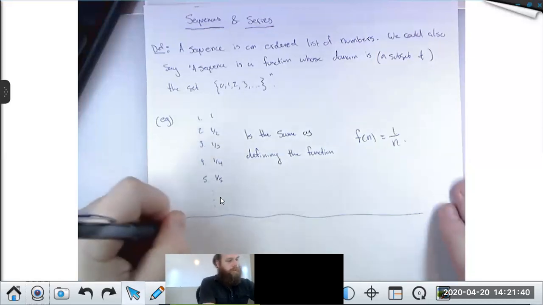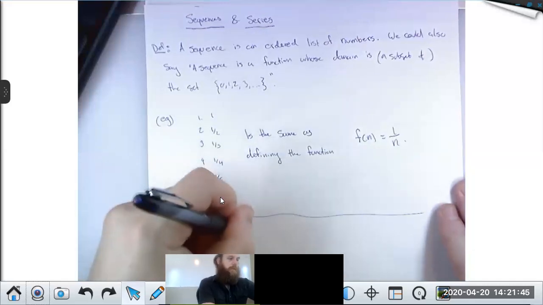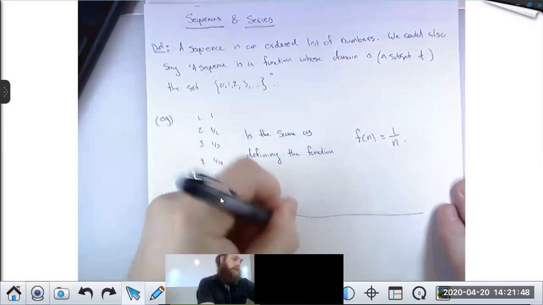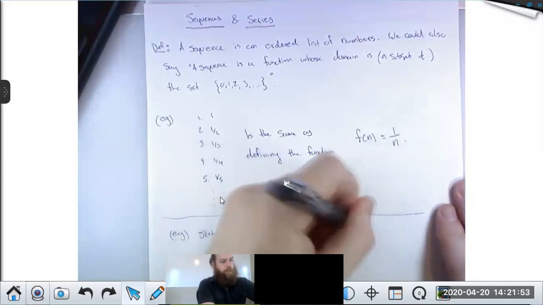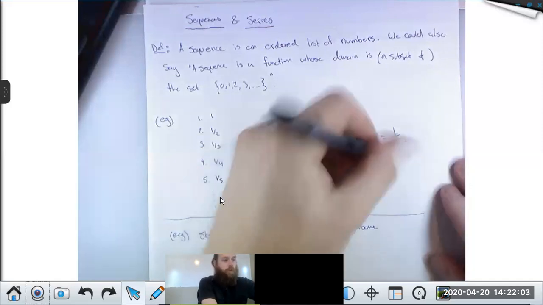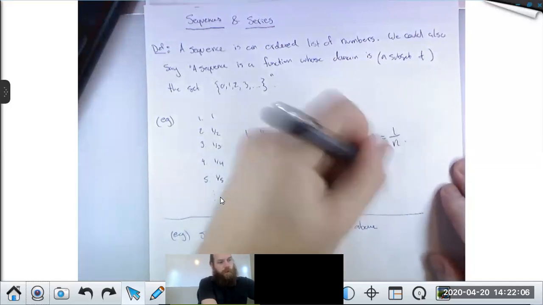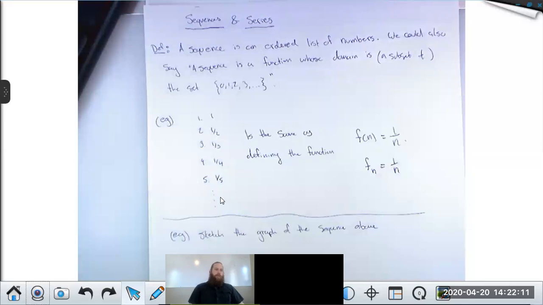So let's sketch the graph of the sequence above. Now there is a bit of notation. Instead of using this normal function notation here, oftentimes when we're working with sequences, we would write f sub n equals 1 over n, rather than writing f of n. I'm not 100% sure why. The subscript notation, I guess, just takes a little bit less writing to put down on the page.